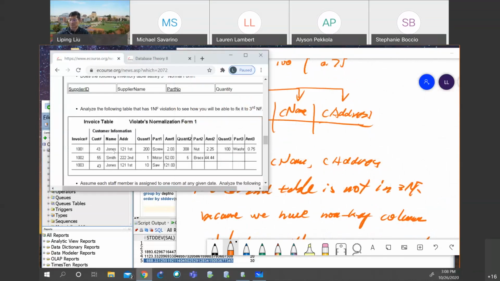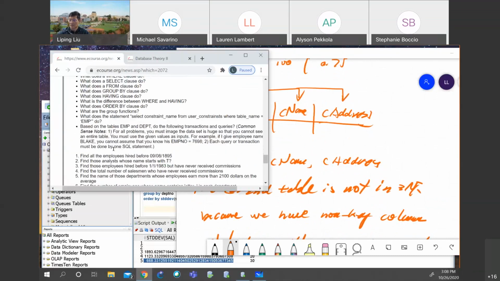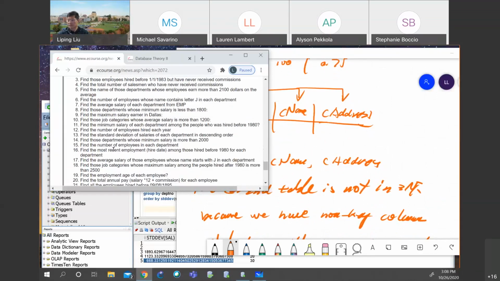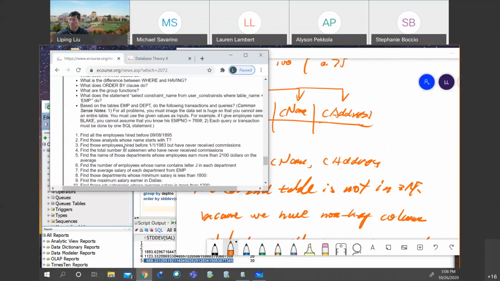Any other questions? We're trying to do some SQL statements. I think we have a few minutes left. Let me see whether you have any questions. If not, let me look through, see whether any questions might be difficult. And those employees hired before that and have never received commissions. I think we did an example like that. Total number of salesmen who have never received commissions. So make sure that you do the sum of salary by the job equals a salesman and never received commissions.